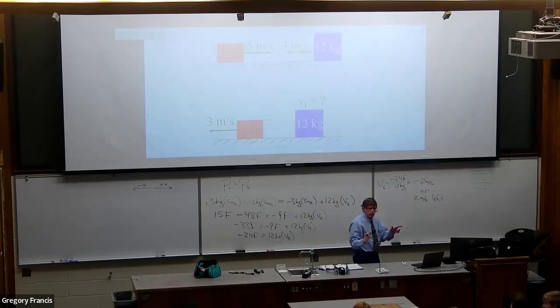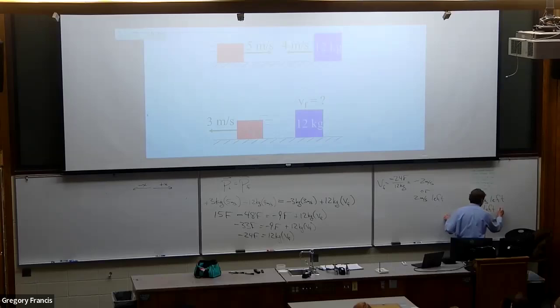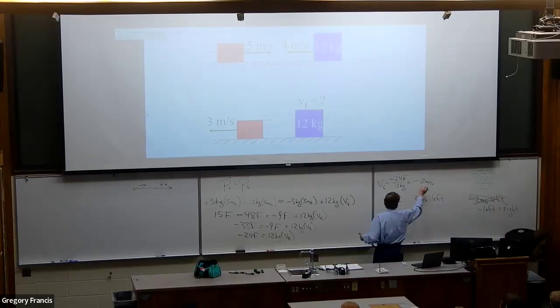What it is not, what it will never be, is negative 2 meters per second left. Why? Because negative left is equal to the right. Okay, so this is just not only wrong, but sick and wrong. Sick and wrong. You can either write it like this or like that. Okay?